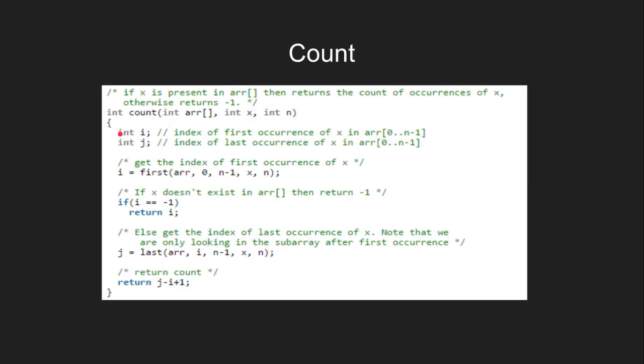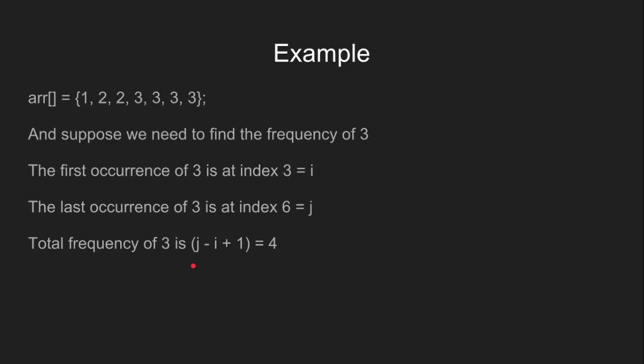Using this function, we will count the occurrence or the frequency. First, we declare i and j and get their values using the first and last functions we just discussed. In the end, we return j minus i plus 1 as the frequency.